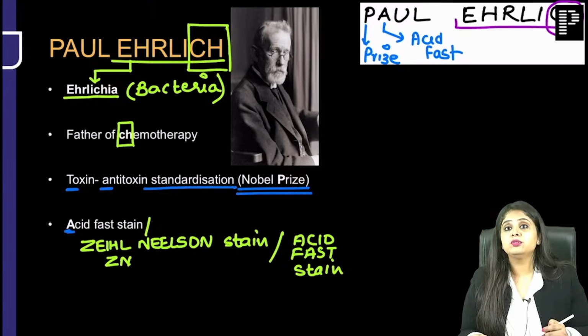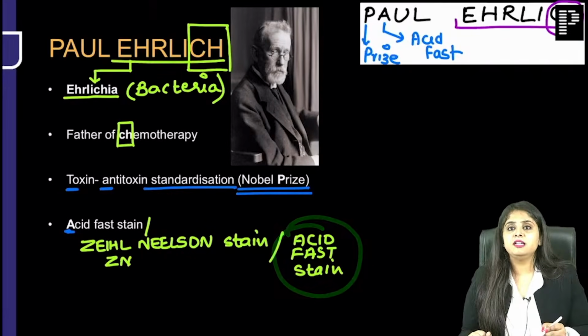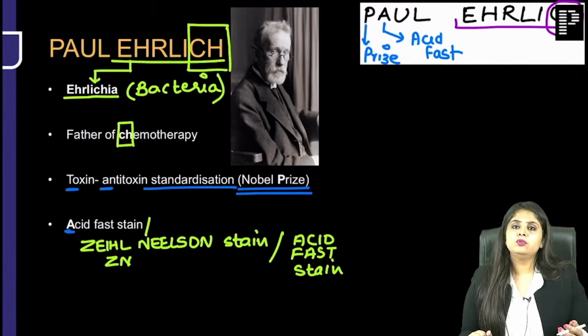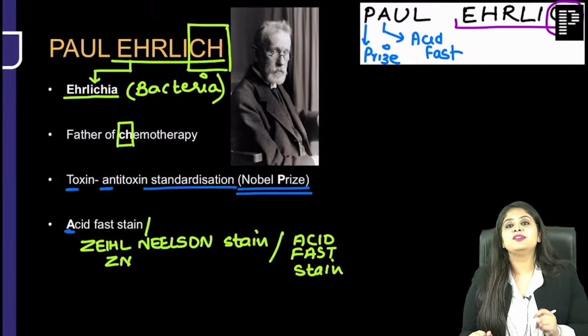So when you go to the lab and they give you some chemicals, you will do some acid-fast staining. They will say, do ZN staining, and that time you can say, okay, don't call it ZN stain. The real person who did the work was Paul Ehrlich. Call it Paul Ehrlich stain.